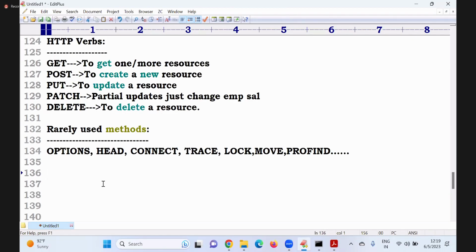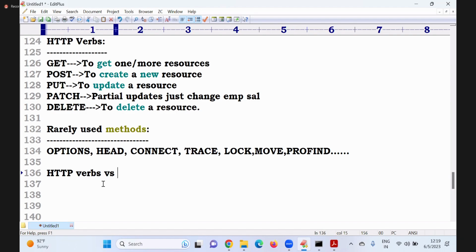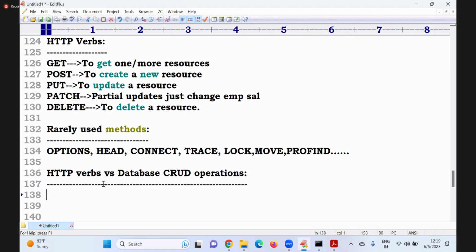Now, we can combine HTTP verbs with our database CRUD operations, the relevant methods. CRUD, already you know. C is for create purpose. For create, what is the corresponding method? Post, not get.